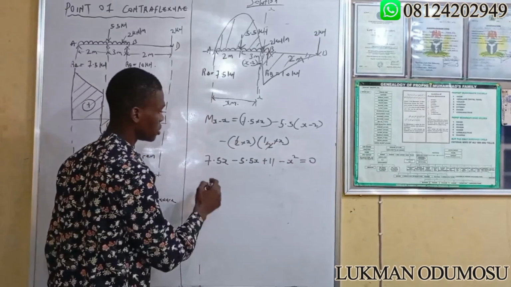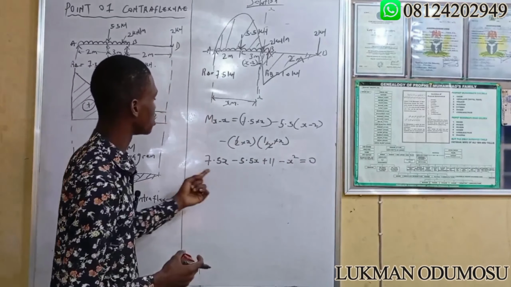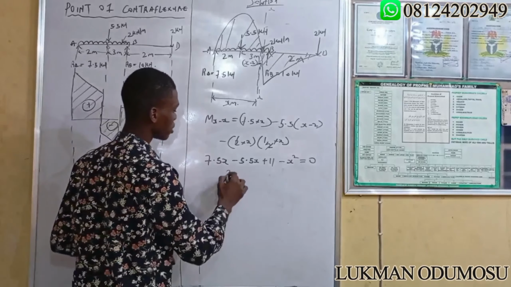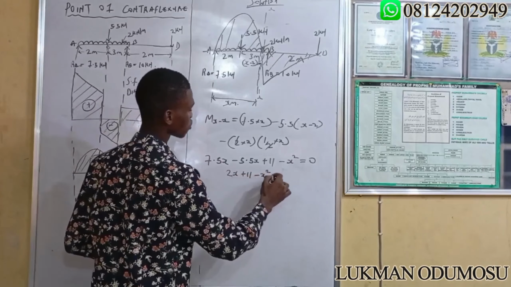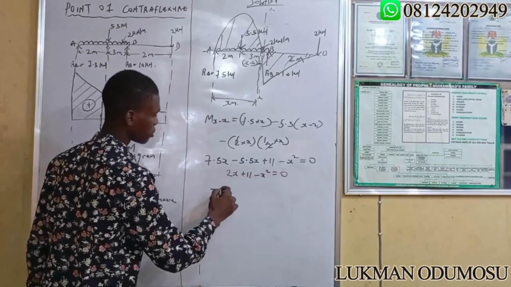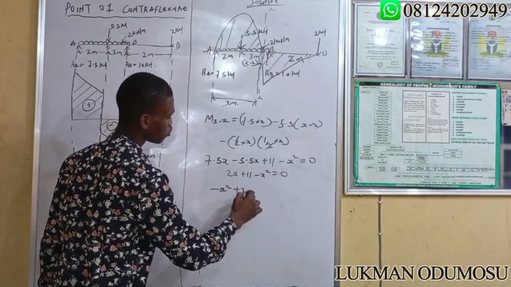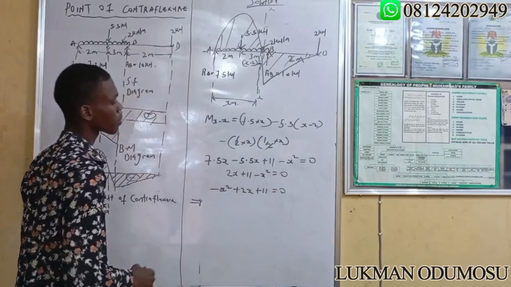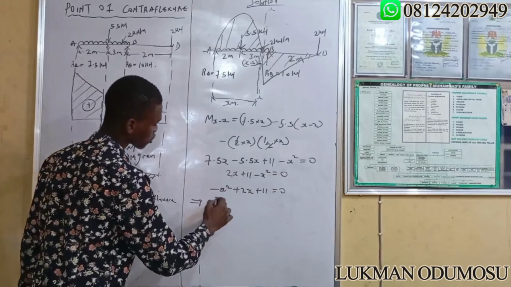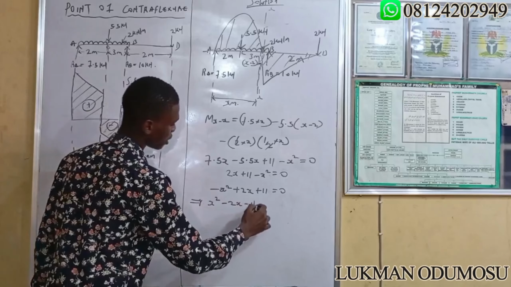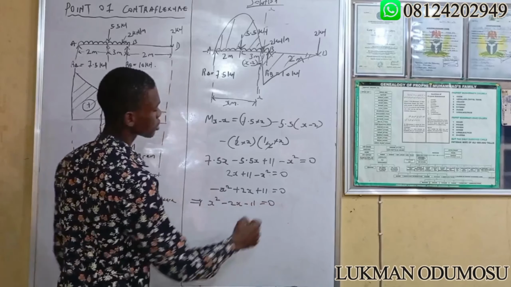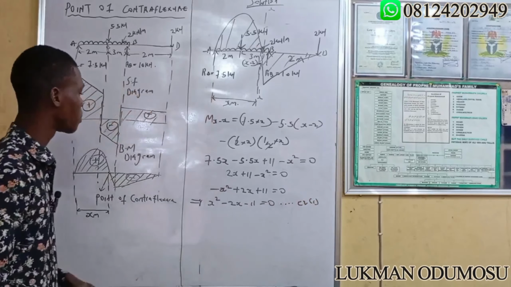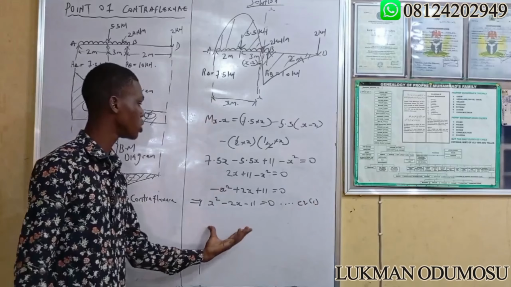Then let me rearrange. First, before rearranging this, 7.5x minus 5.5x, that's 2x. So I have 2x plus 11 minus x squared equal to 0. Then I have x squared plus 2x plus 11 equal to 0, which implies x squared minus 2x minus 11 equal to 0. Let's call this equation 1.